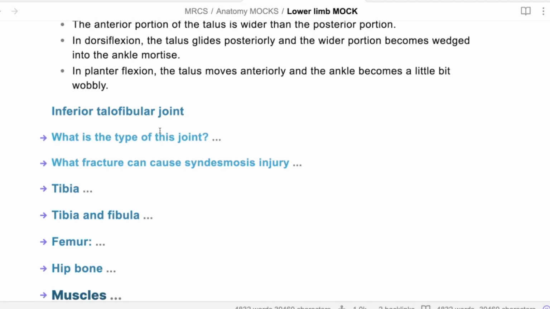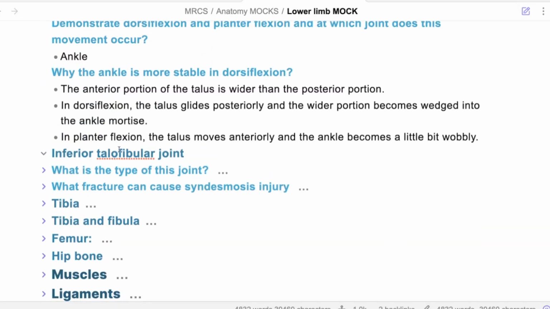I think it's syndesmotic. It was meant to be the tibiofibular joint. Let me just change that. Yeah. Thank you. That's the last question. Tibiofibular ligament.